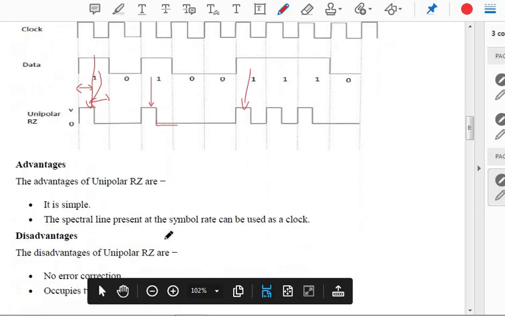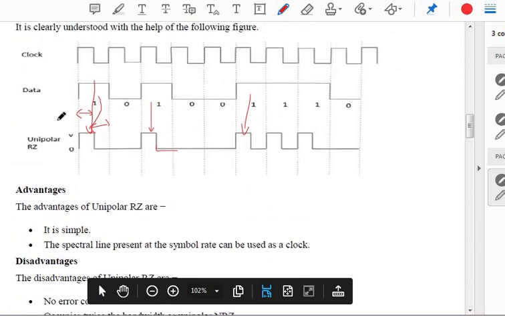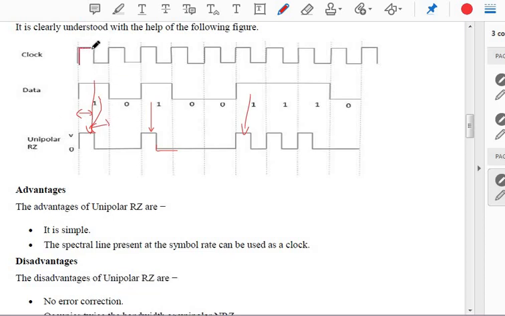Clear? There are some advantages. In this technique we use the clock. This is the clock: clock 1, again 0, clock 2, 0, clock 3, 0. So when the clock is high, the output is also high. When the clock is 0, the output is 0. And for 0, the output should be 0 for the complete duration, whether the clock is 1 or 0.